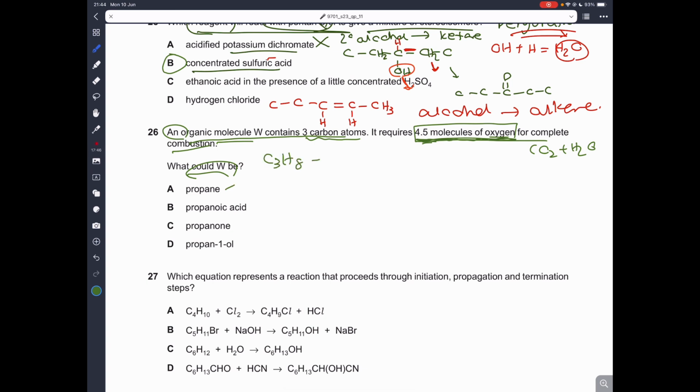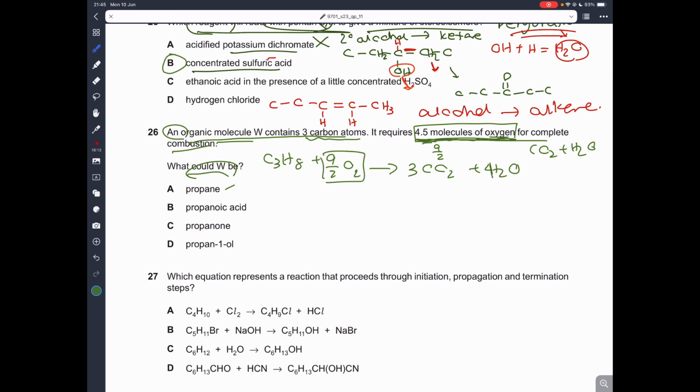C3H8 is going to add 4.5, which is the same as 9 by 2, right? 9 by 2 oxygen, 4.5 molecules of oxygen, and then you react it to form CO2 and H2O. Now, if you balance this out, you get 3 here and 4 here, right? Only 3 carbon atoms. As you can see, this doesn't balance out.